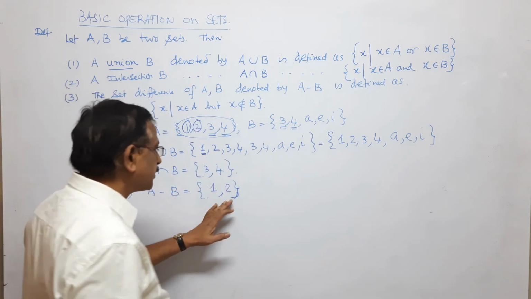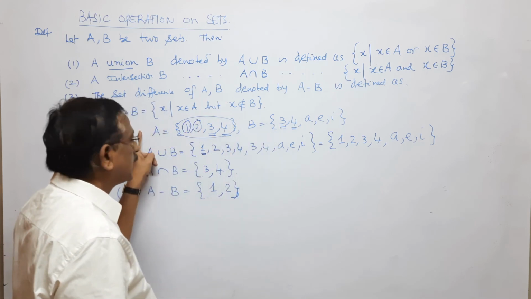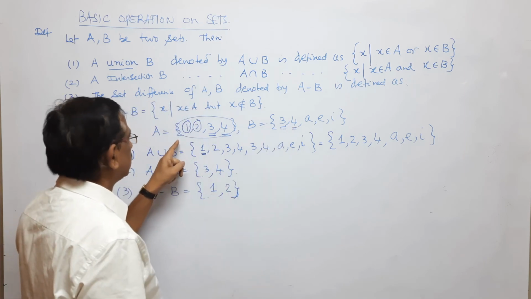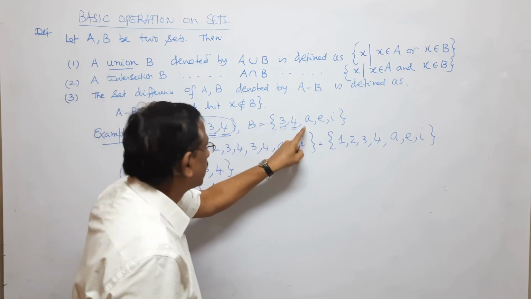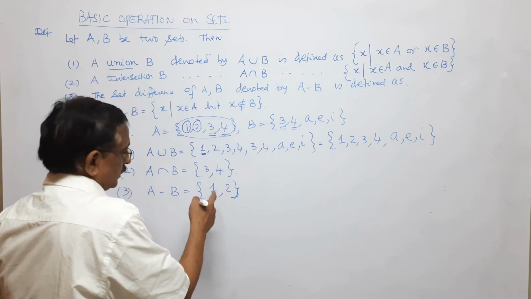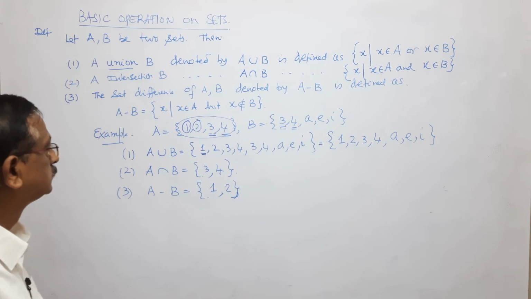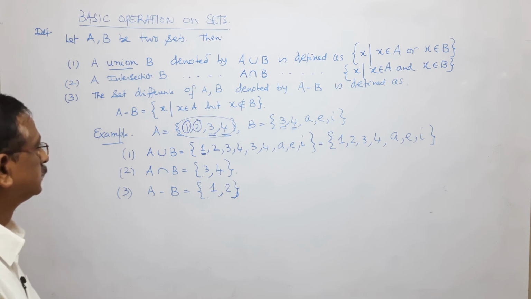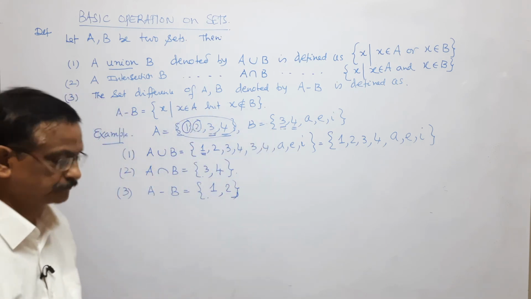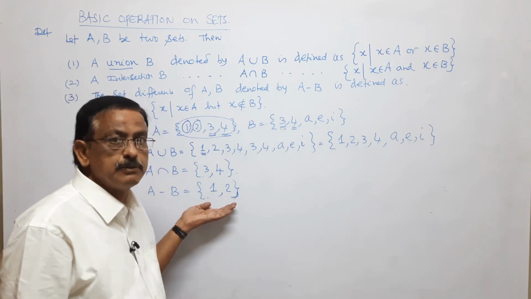So A minus B is simply 1 and 2 because 1 is in A but not in B. 2 is in A but not in B. 3 is in A but here, 4 is in A which is in B. So I can write down only A minus B is the elements which are in A but not in B. So A minus B is given as 1, 2.